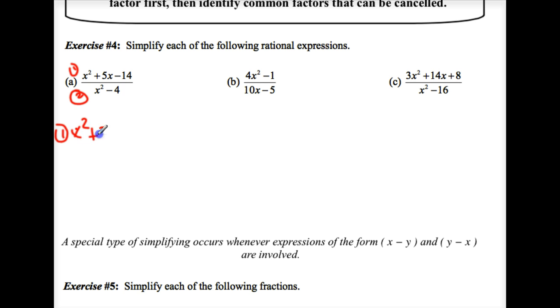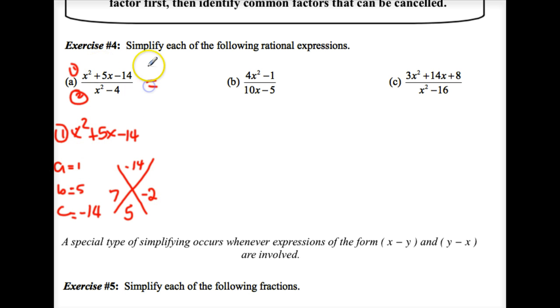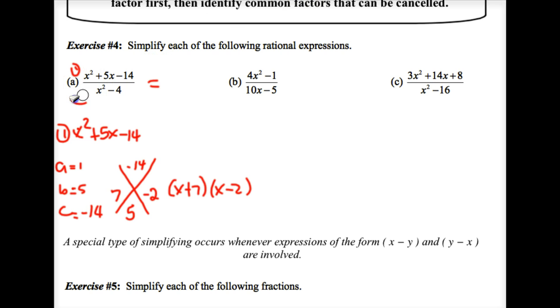x squared plus 5x minus 14. My a is 1, my b is 5, my c is negative 14. My x method, negative 14 on the top and positive 5 in the bottom. Two numbers would be 7 times negative 2. Because a is 1, my new top, I can just write as x plus 7 and x minus 2. So the top, my numerator, is actually going to be x plus 7 and x minus 2.